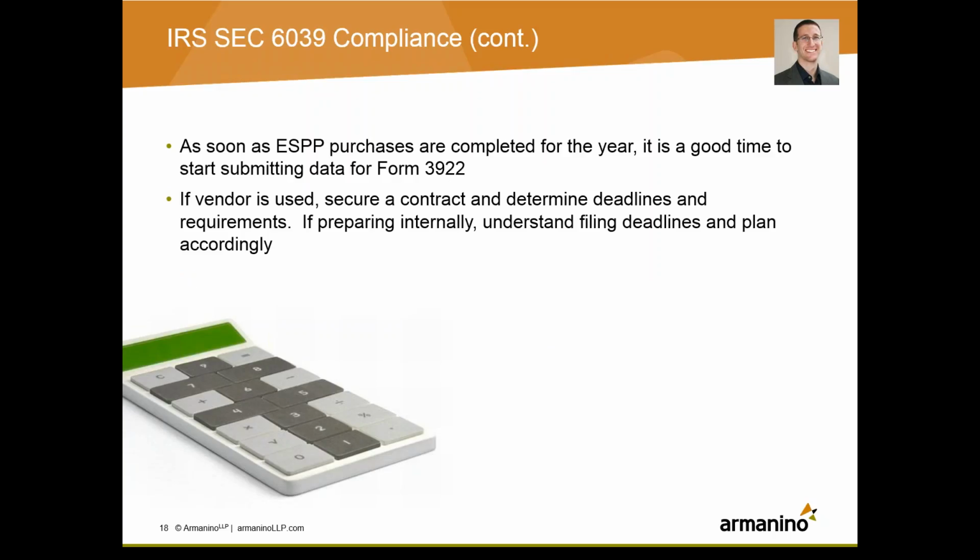Again, talking about the ESPP, it's a slightly different form. So the ISO, the incentive stock option, is a 3921. For the ESPP, it's a 3922. If you do use an outside vendor, just make sure you get a contract in place, ideally before the end of the year, so that they can provide the employees information statements and make sure that they can meet all of those deadlines for you.